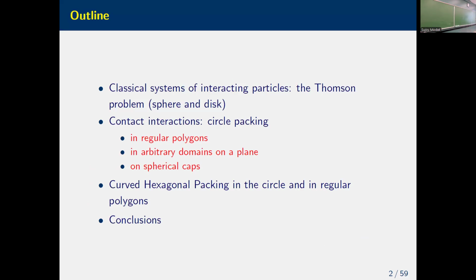In the outline, first I will talk about classical systems of interacting particles, in particular mentioning the Thomson problem. I will come to that. Then I will switch to another kind of interesting system, related to packing in certain geometries. Maybe I will talk about packing regular polygons in arbitrary domains of the plane and spherical caps. And finally, I will look at a very special kind of configuration that exists in the regular polygons, which amounts to a curved hexagonal patch. And finally, I will draw some conclusions.